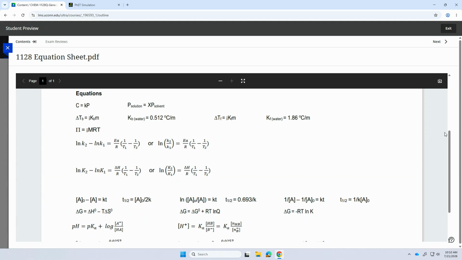Okay, the next one is the vapor pressure, Raoult's law. Just remember what units you use for each thing. Chi is a mole fraction, and it's the mole fraction of the solvent, not the solute. Boiling point elevation and freezing point depression are there, including the K values for those. And notice they both have i in front of them. i is your van't Hoff factor.